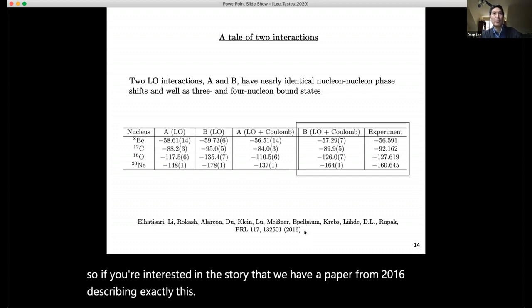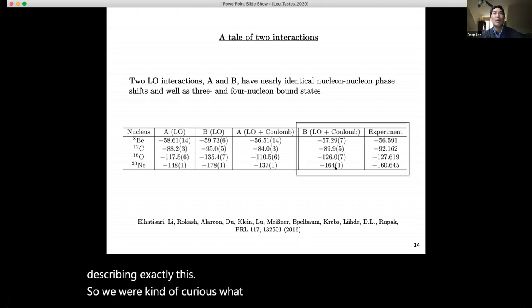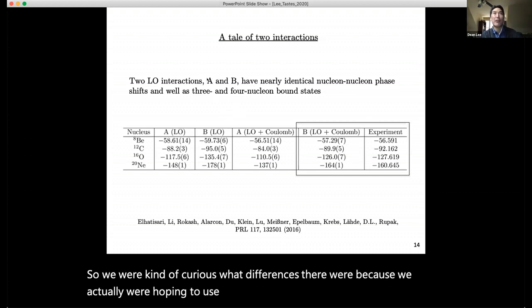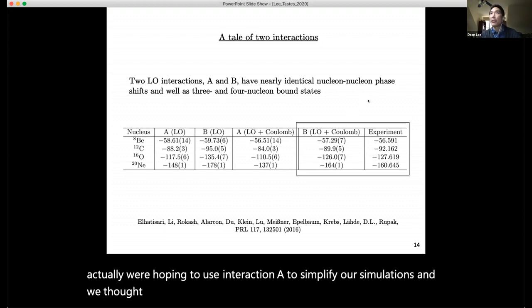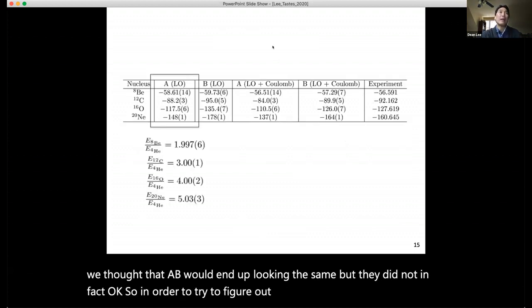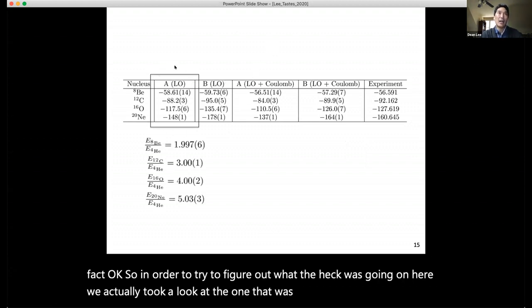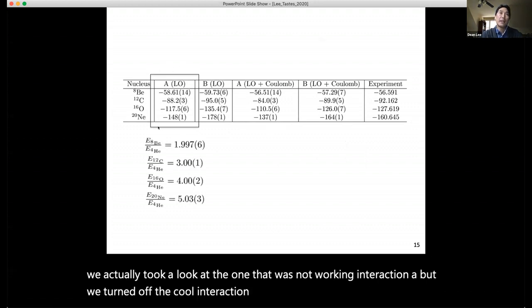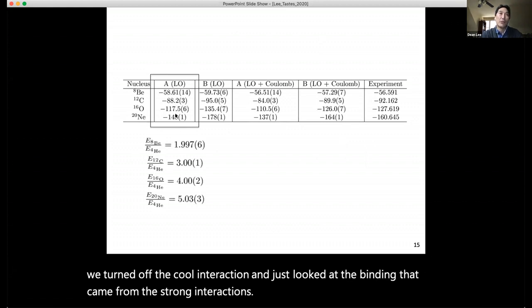We were curious what differences there were, because we were actually hoping to use interaction A to simplify our simulations. We thought that A and B would end up looking the same, but they did not, in fact. So in order to figure out what was going on here, we took a look at the one that was not working, interaction A. But we turned off the Coulomb interaction and just looked at the binding that came from the strong interactions.